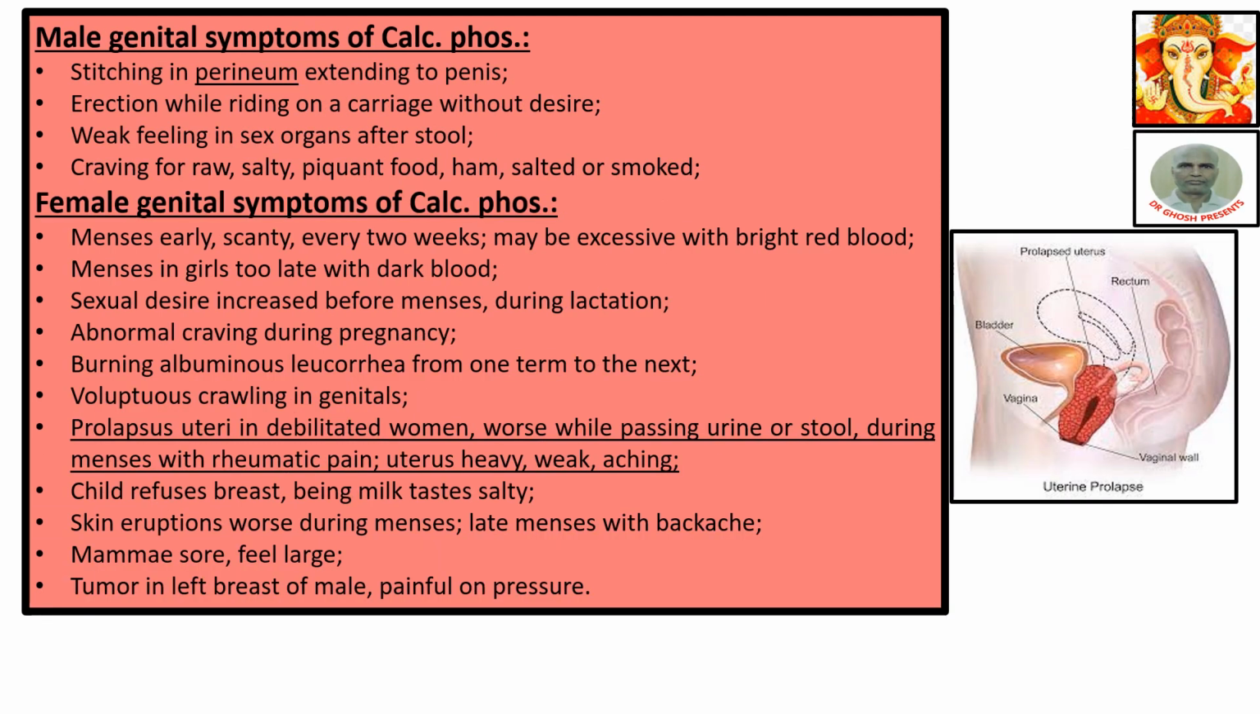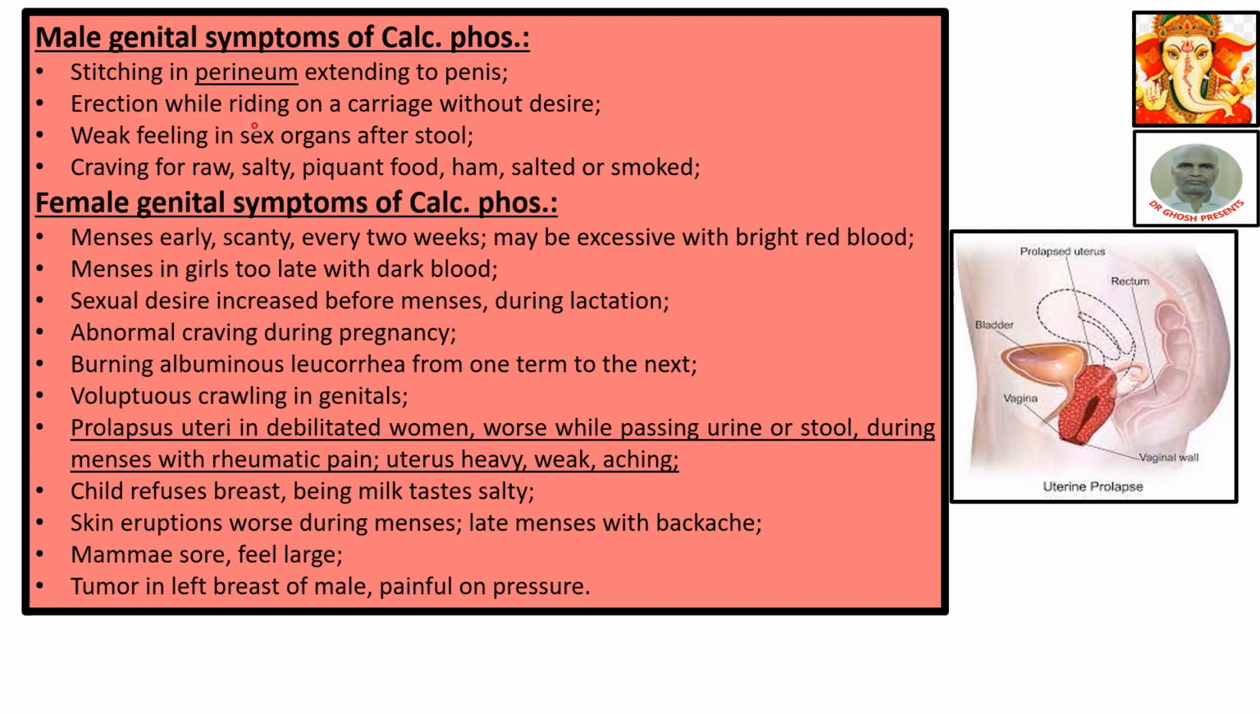Male genital symptoms of Calcarea Phos: stitching in the perineum extending to the penis. The perineum is the region, more or less 1.5 inches or maybe slightly more than 1 inch, between the root of the genitalia and the periphery of the anus. This region is called the perineum. This is a very sensitive region.